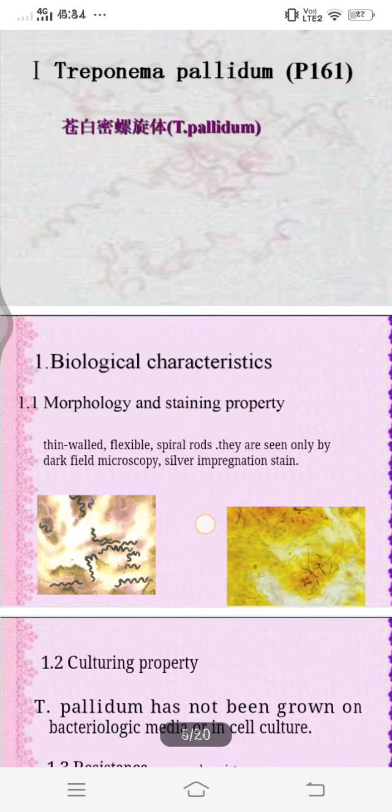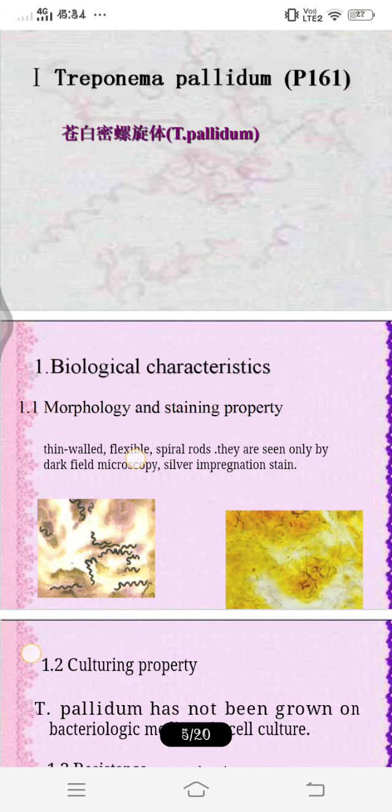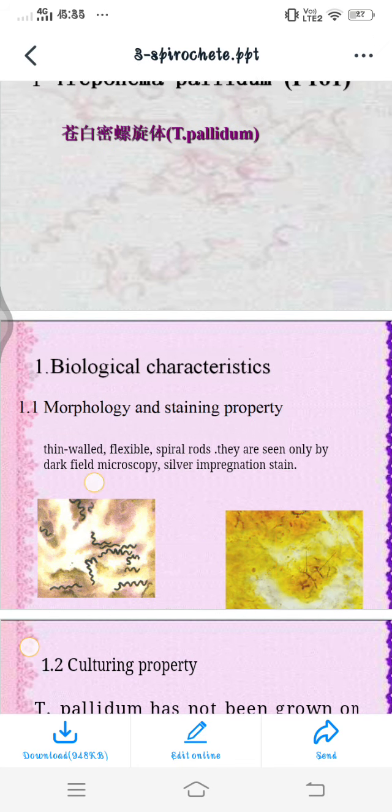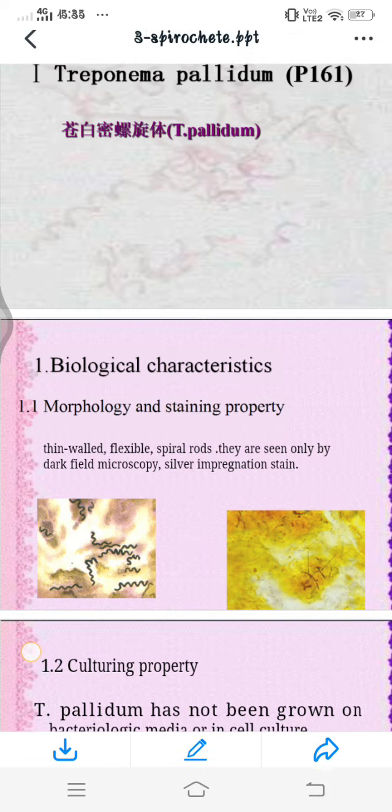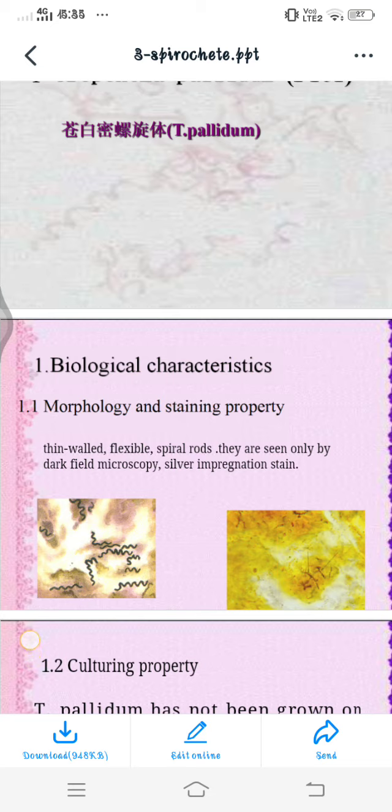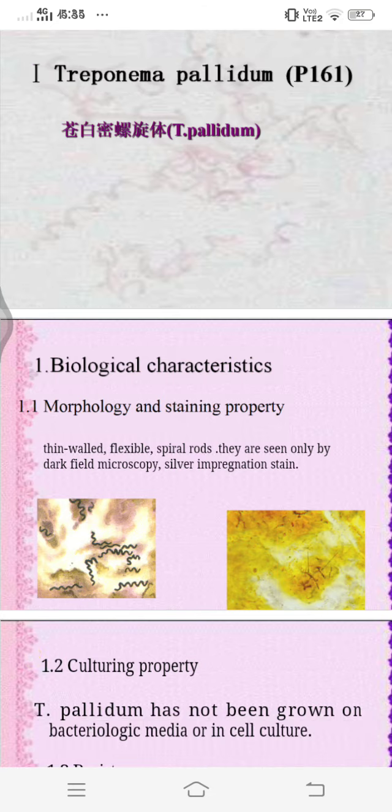You can see it is a thin-walled, flexible spiral rod. They are seen only by dark field microscopy, because they are so thin, and by the silver impregnation test. These bacteria have a long axis with tapering ends, and they have 10 regular spirals at a regular distance of 1 micron. During movement, secondary curves appear and disappear, but the primary spirals remain unchanged.